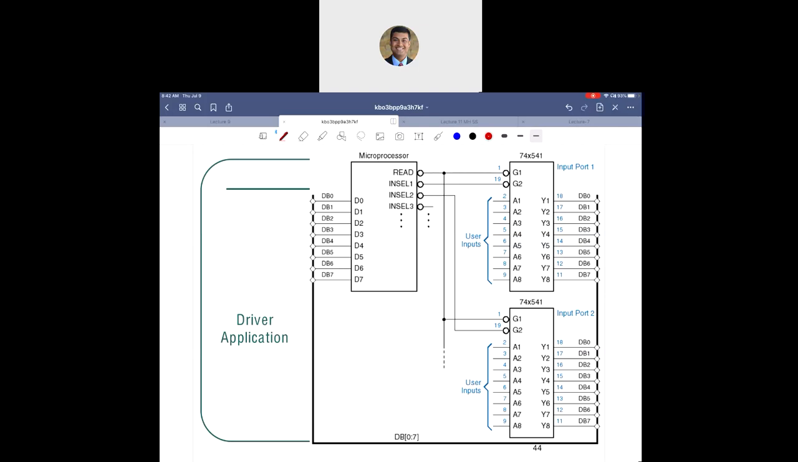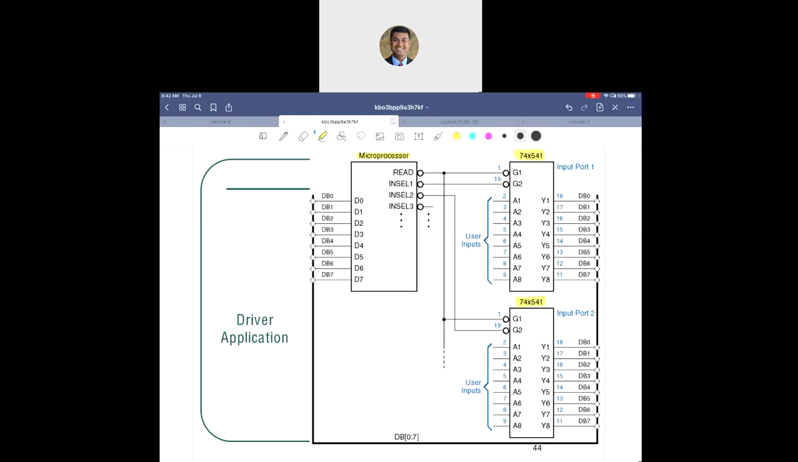So what are the pieces that we see right off the bat? We have the microprocessor over here, which is controlling the operations. We have 74X541, which is the 8 tri-state buffers at a time, the previous chip. And you have another one over here, 74X541. And as you can see, the two active low enables are being used in a very smart way.